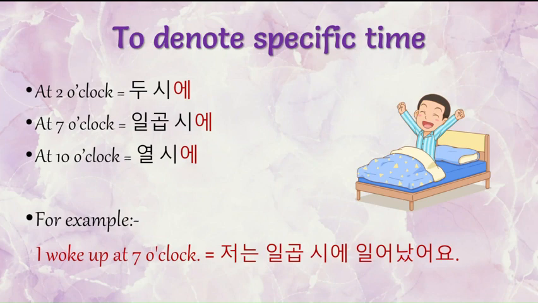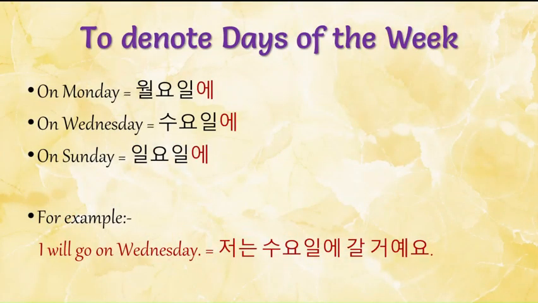Fine. Now let's move ahead and see how e is used to denote days of the week in Korean. We know there are 7 days of the week. Okay, now suppose you have to say on Monday. So Monday is 월요일. Fine. If you want to say on Monday, on a particular day of the week, then you have to say 월요일에. The day's name comes first and then you have to attach e.